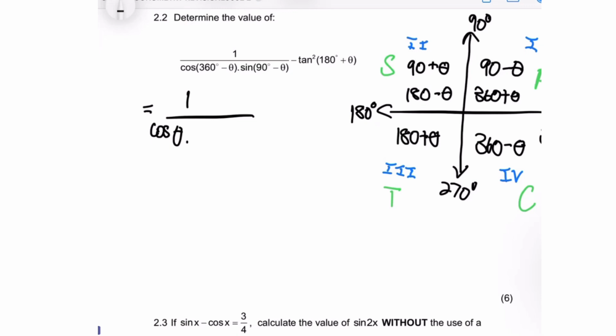And then this is 90 minus theta. What are you thinking about? Tan becomes what? It becomes cos. So this is going to be cos of theta. Now, cosine is what? It's positive in the first quadrant. So this will be positive too, right?